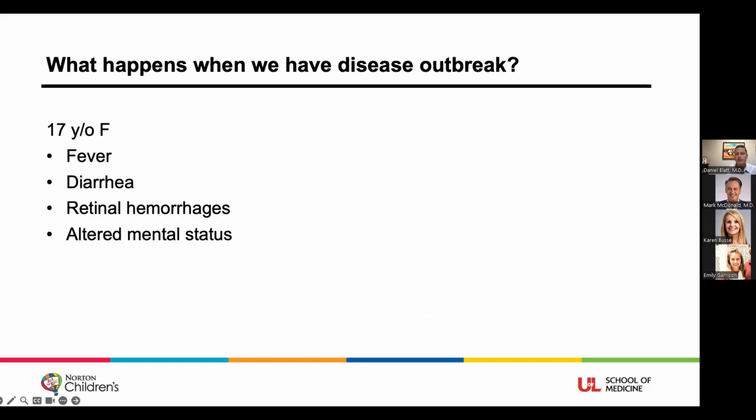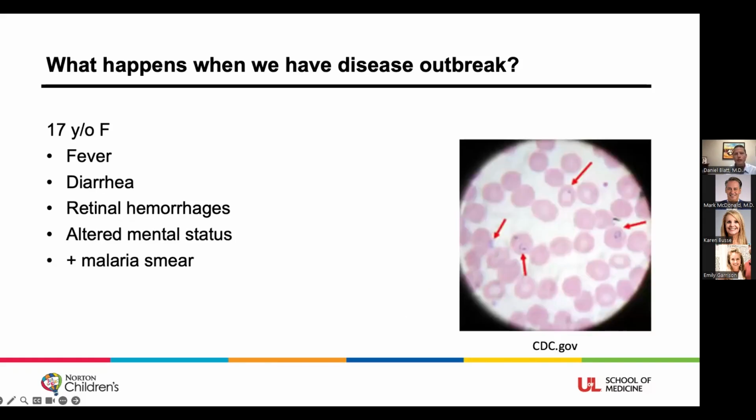So imagine you're seeing a patient in sub-Saharan Africa, a 17-year-old female with fever, diarrhea, retinal hemorrhages, and altered mental status. You take her blood and you smear it on a microscope, and you stain that plate with Giemsa, and you see Plasmodium falciparum parasites. Some of you may know what the diagnosis is. Cerebral malaria is a pretty good option. So let's say we diagnose her with cerebral malaria.